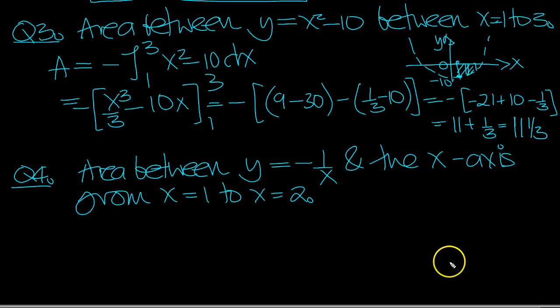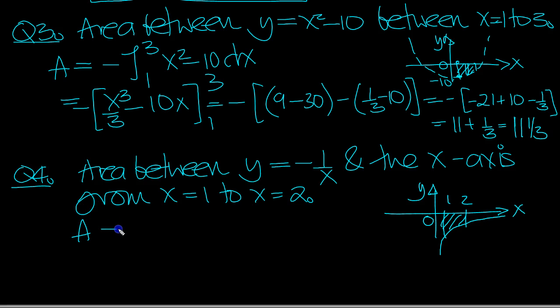Okay, question 4. Just question 4 now. Let's have a look at this one. Question 4. Area between y equals minus 1 over x and the x-axis from x equals 1 to 2. Let's do a quick sketch to see if it's positive or negative. Minus 1 over x. Well, 1 over x looks like that. So minus 1 over x will look like that, from x equals 1 to 2. So there's a quick sketch just to see what we've got. So we can see it's a negative area.